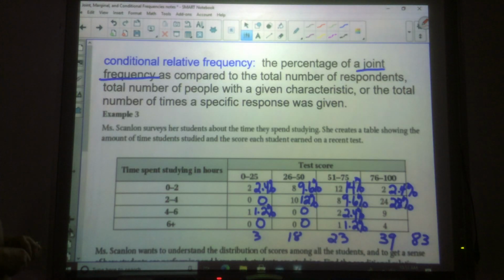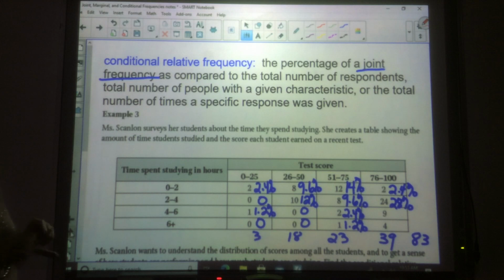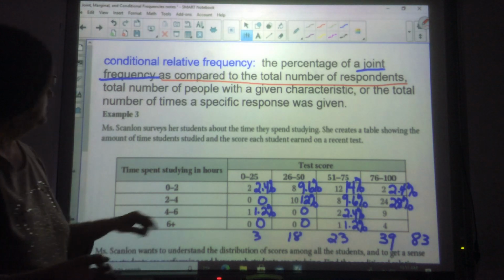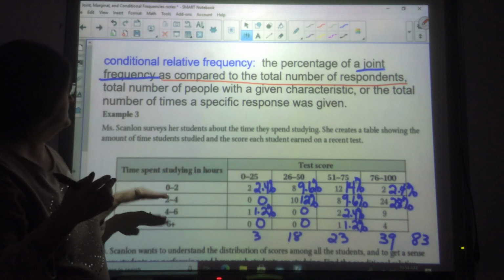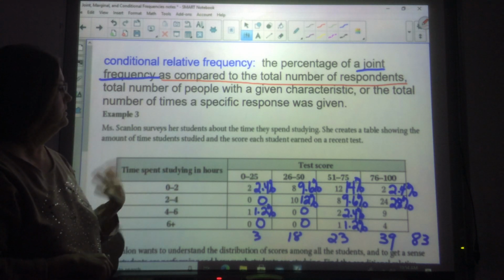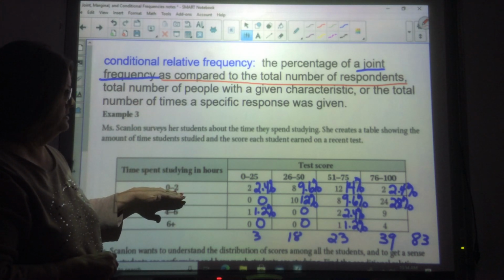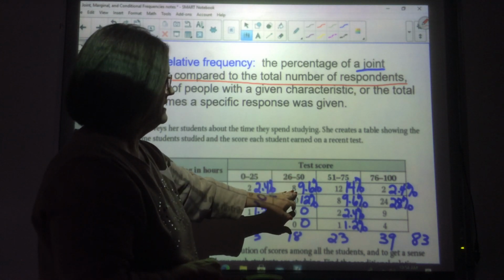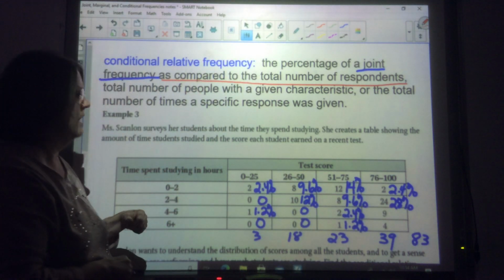All right. Conditional relative frequency. That's a percentage. It's a percentage of a joint frequency as compared to the total number of respondents. So a joint frequency here. This is a test that people have been studying for and the grade that they got. So if they studied 0 to 2 hours, which, let's face it, y'all don't usually study over 2 hours for a test, but anyway, 0 to 2 hours, 2 people made 0 to 25, 8 made 26 to 50, and you see these numbers and you see these percentages that are already calculated.